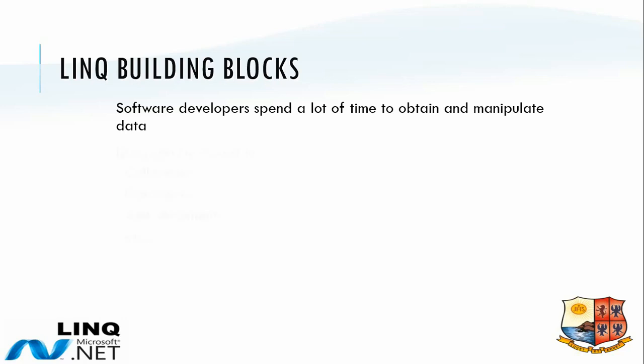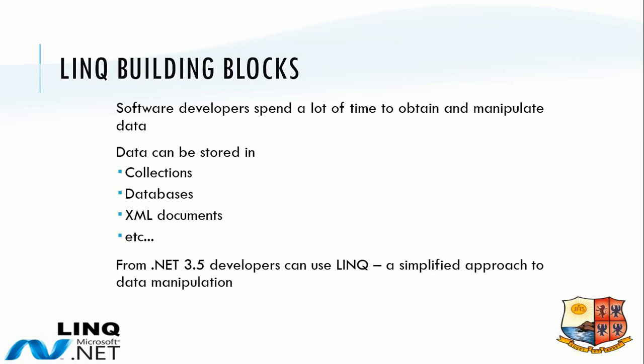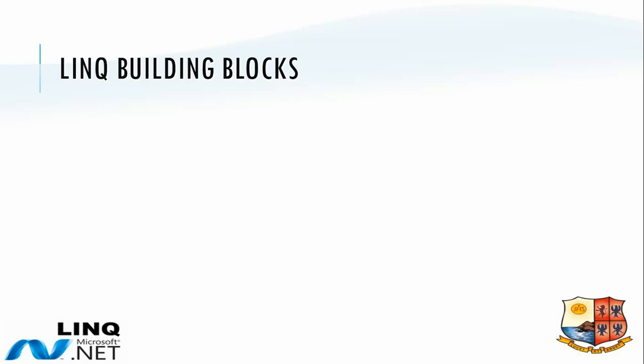That's how we normally work, and that data can come from an XML file or a normal file. It can come from arrays, from lists, in other words collections, or from a database, or from an XML document, or from a text.dat file, anything. So we get data in different ways, and from .NET 3.5 onwards, we use a technology called LINQ, which is short for language integrated query, and it's a simplified process.